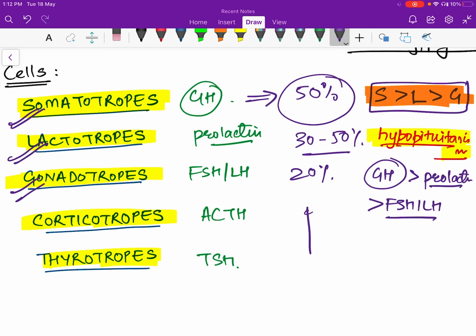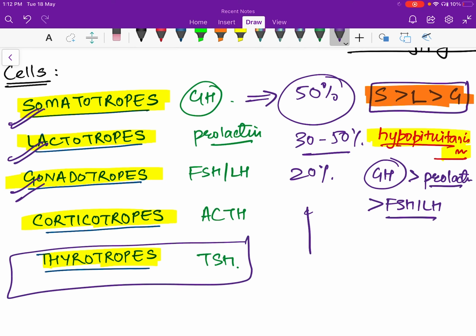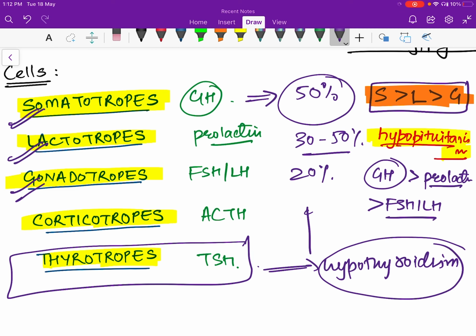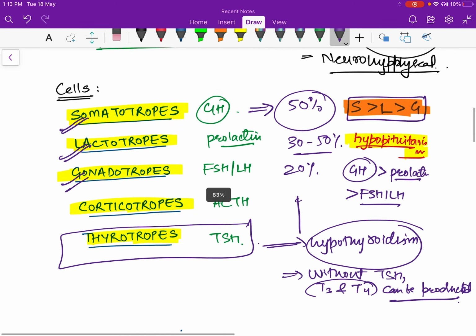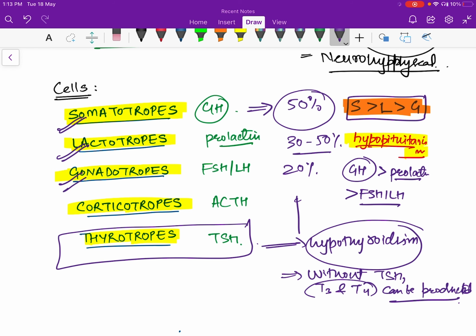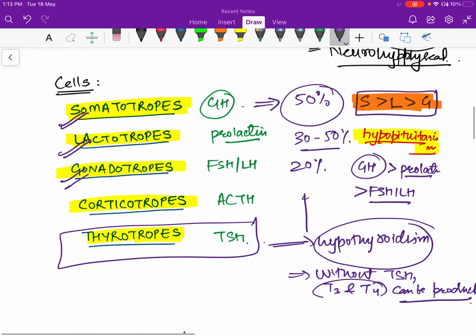Now, thyrotrops produce thyroid stimulating hormone, but hypothyroidism is not seen. Hypothyroidism is not a component of hypopituitarism. This is because even without TSH, T3 and T4 can be produced. So it's not a component of hypopituitarism. So these are different types of cells: somatotrophs, lactotrophs, gonadotrophs, corticotrophs, thyrotrophs.